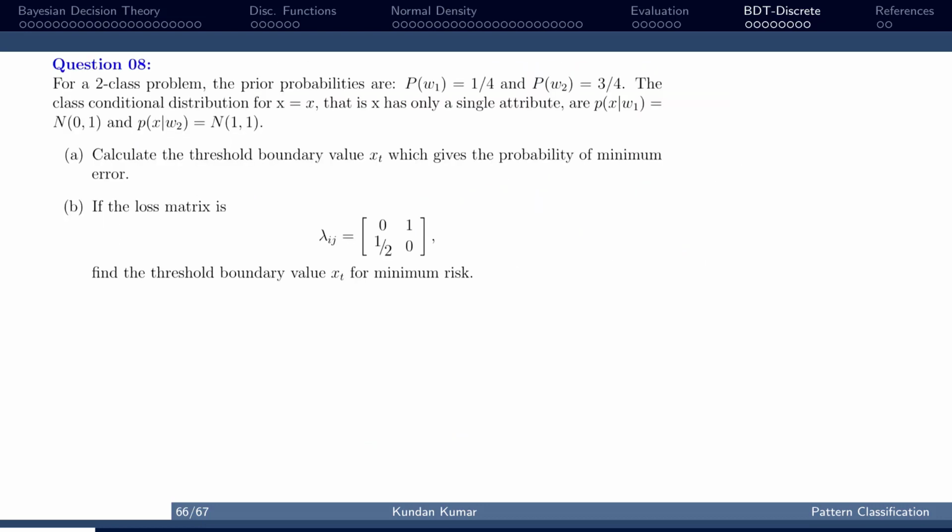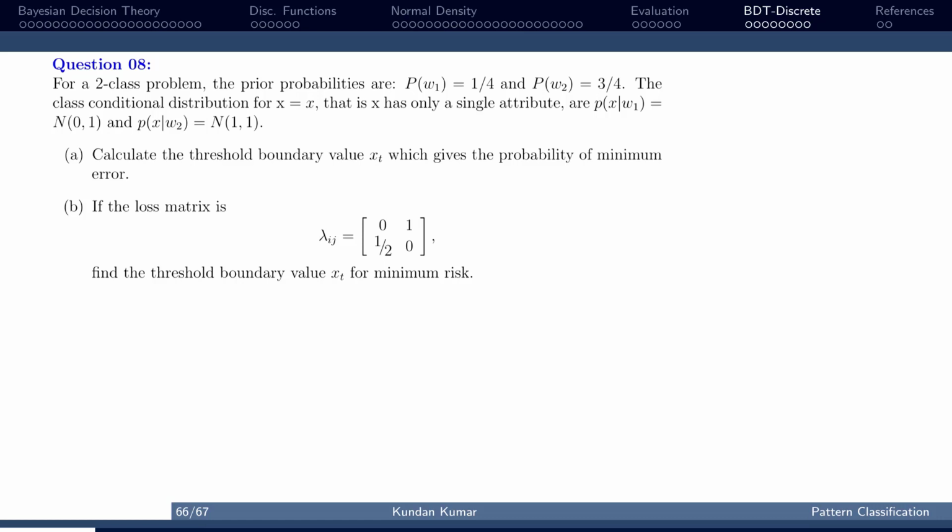Then we have the next question based on the discriminant function, where we had to find the decision boundary, and we have another question that if we have a loss matrix, then where our decision boundary will move. So let us see what the problem is.